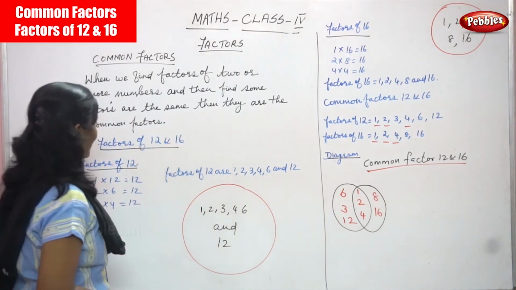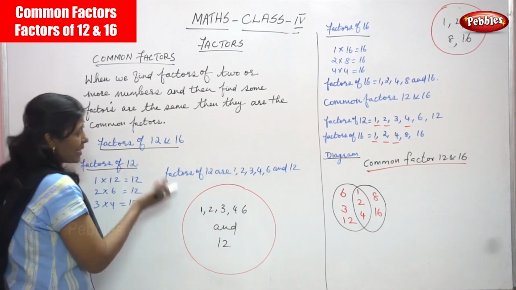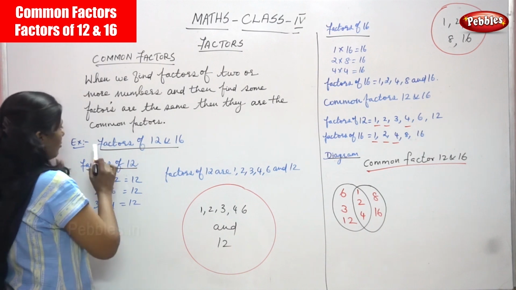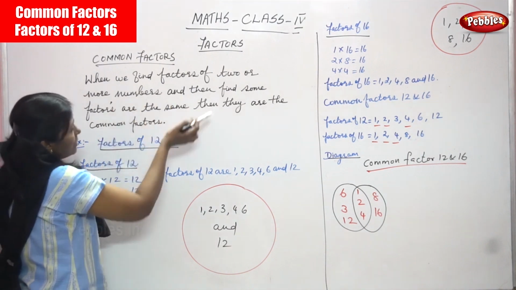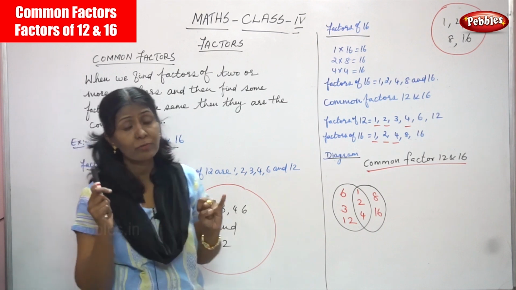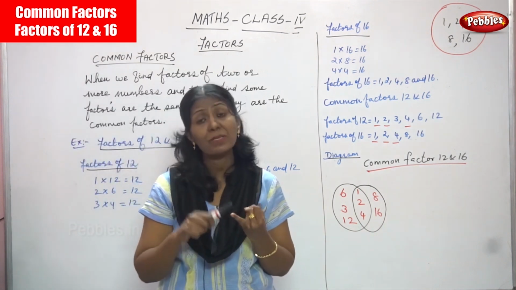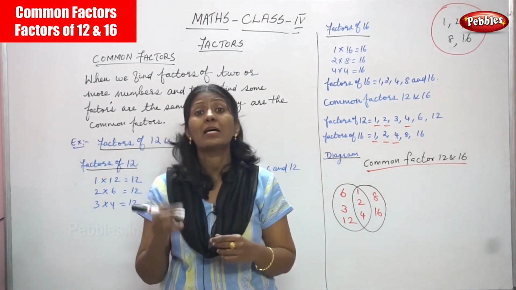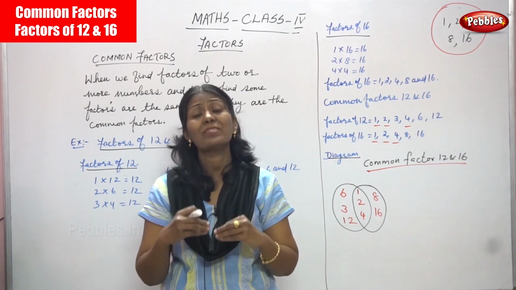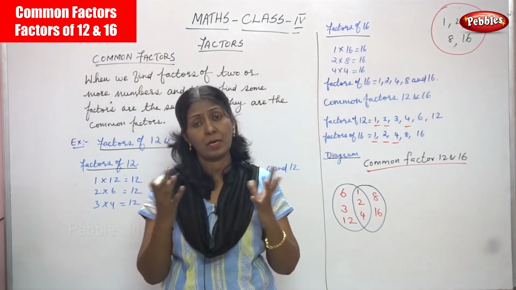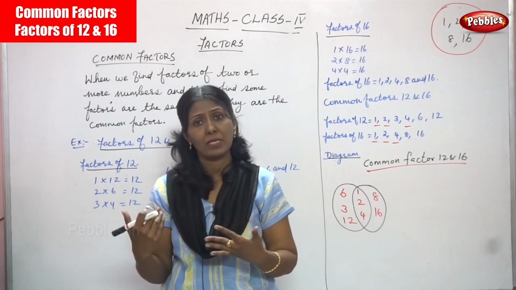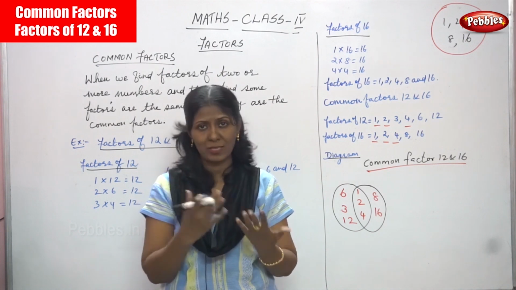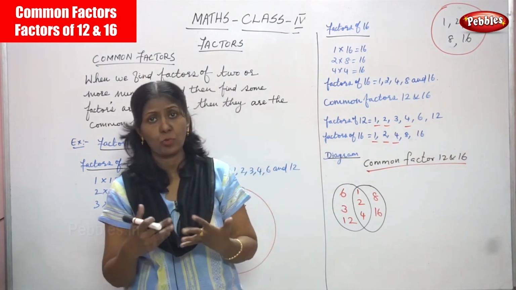If I explain with an example, you can get a clear idea. I'll repeat once again. When we find factors, we can find them not only for one number, but for two numbers or more than two numbers. While you find the factors of two or more numbers, some factors are the same in both, or in all the numbers you have taken. That is what common factors are.